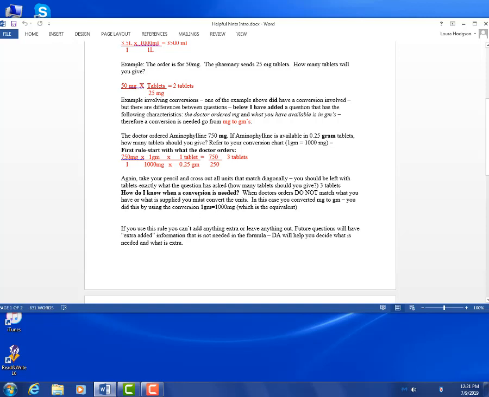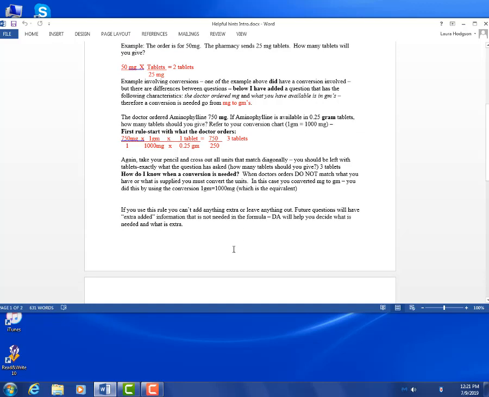How do you know when there's a conversion needed? That's really a good question. When the doctor's order, or what is given to you, does not match what is supplied to you. So again, whatever the doctor ordered and what you have on hand, or what is supplied to you, is not the same thing. Then you have to convert.